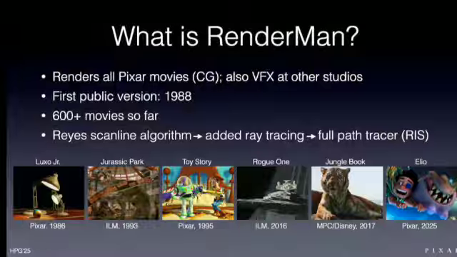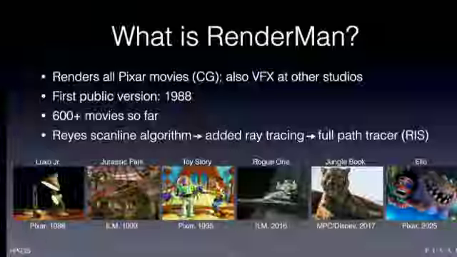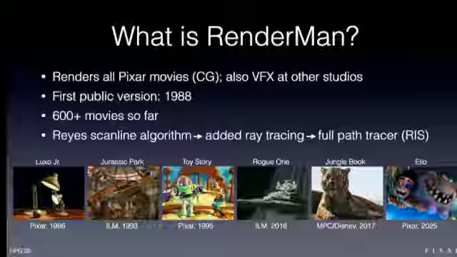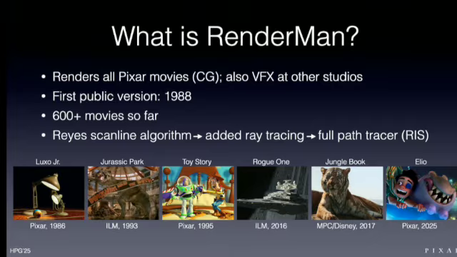So first, a little bit of background. RenderMan is Pixar's renderer. It's used for all of Pixar's movies. But in addition, we also sell it as a commercial product. So many studios use RenderMan to do visual effects for their own movies. The first public version was all the way back in 1988. That was even before my time. It's been used to render more than 600 movies so far, still going strong.